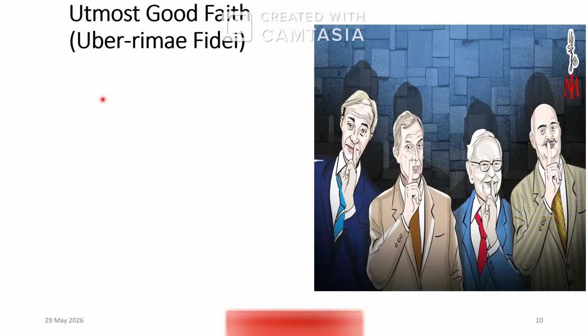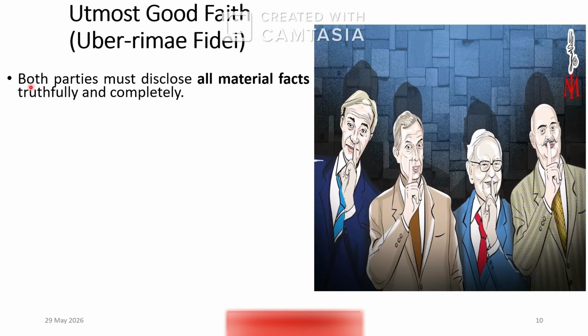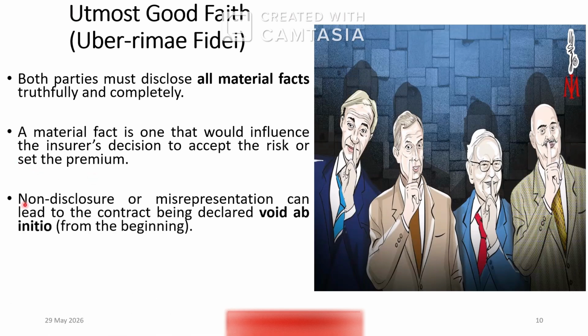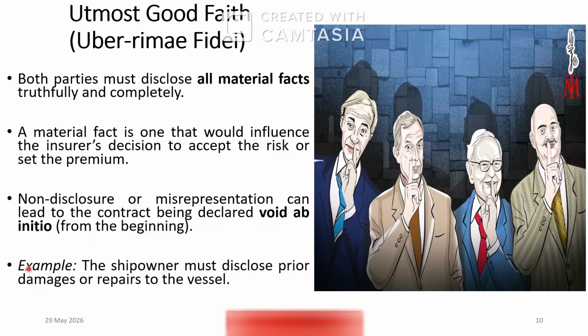Let us see what utmost good faith means. As per utmost good faith, both parties must disclose all material facts truthfully and completely to each other. A material fact is one that would influence the insurer's decision to accept the risk or set the premium. A non-disclosure or misrepresentation can lead to the contract being declared void. So, for example, the ship owner must disclose prior damages or repairs to the vessel.